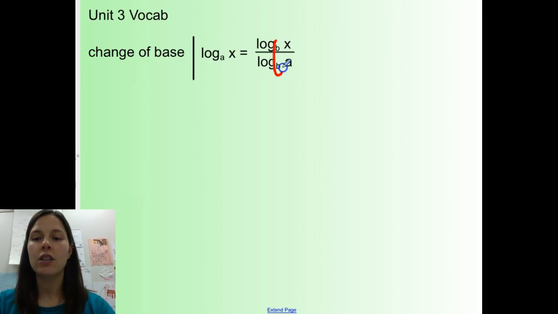So here's how I remember it. First of all, we're changing it to a base that is useful. Typically, we're going to use the common log or natural log, so that will be our b. When we look at the log we're given, a is lower than x, so a goes in the denominator, x will go in the numerator because it's higher.